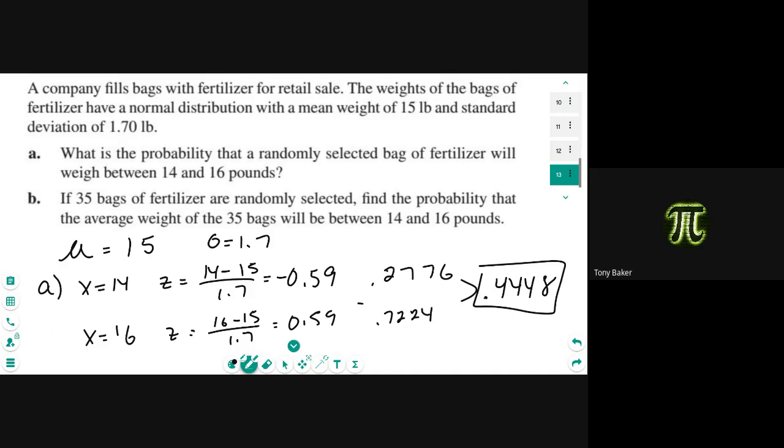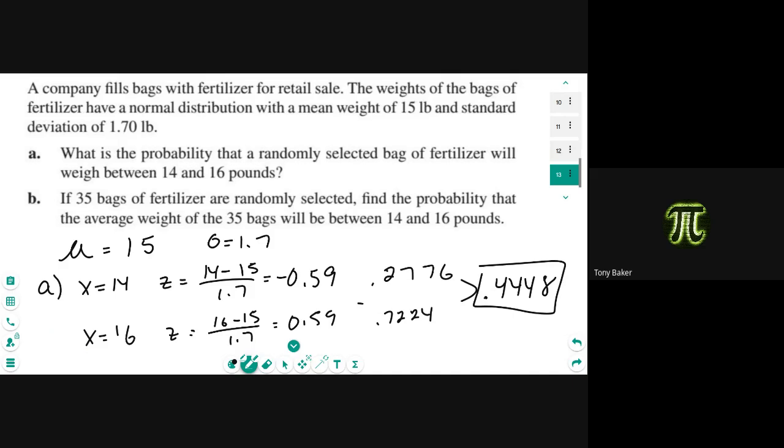So if I'm just going to grab a bag of fertilizer off the line or off my shelf and weigh it, the chances of it weighing between 14 and 16 pounds is 0.4448 or 44.48%. Okay. Does that make sense? All right.